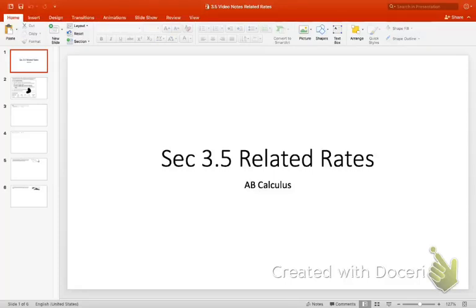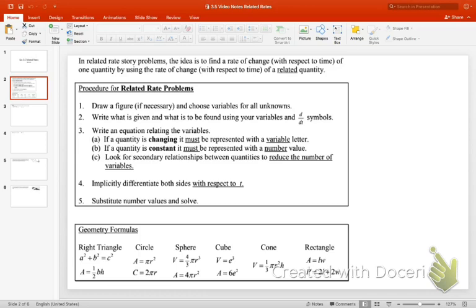Hi, and welcome to Section 3.5, Related Rates, also known as some of the most exciting application problems you will probably see up to this point in your math life. A lot of times when you are doing applications, a lot of you have been able to just look at the problem and figure out what the answer will be in your head. These types of problems don't work like that.